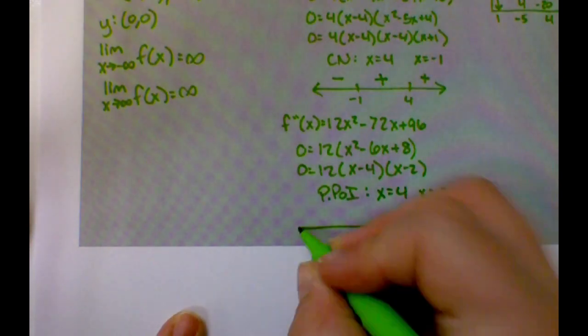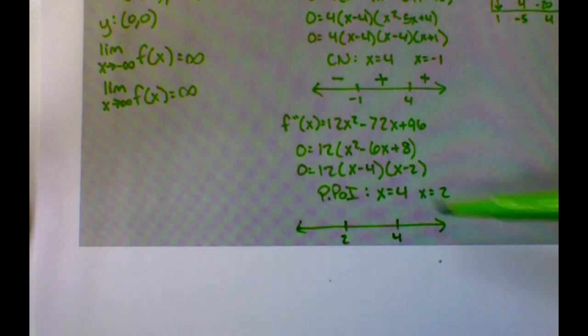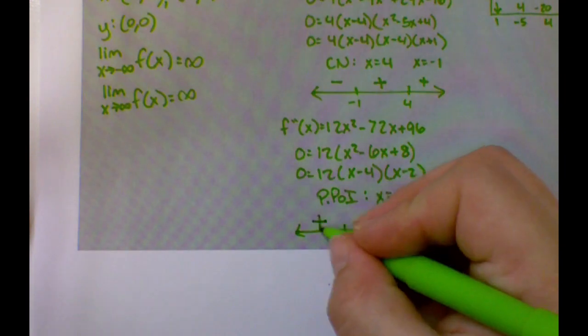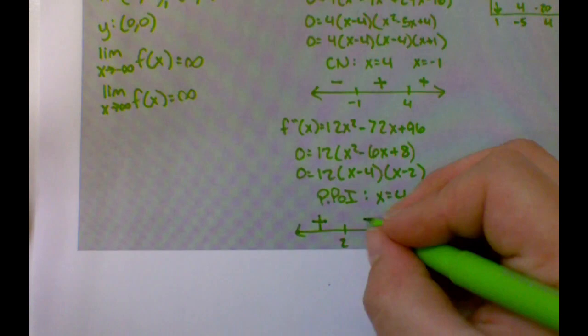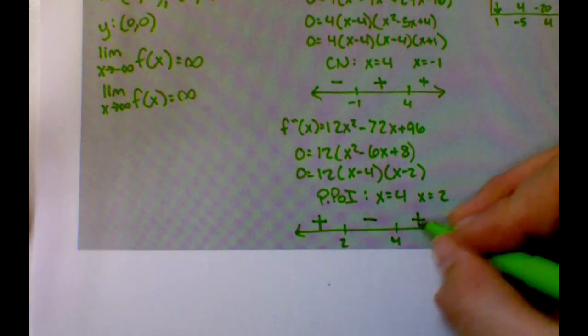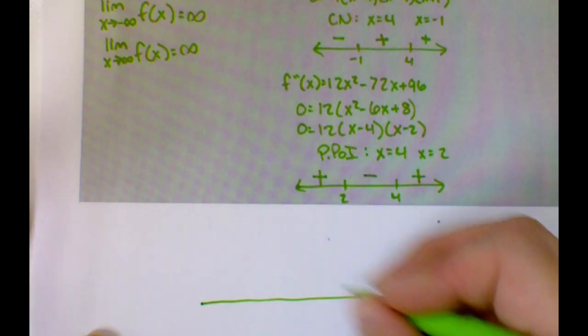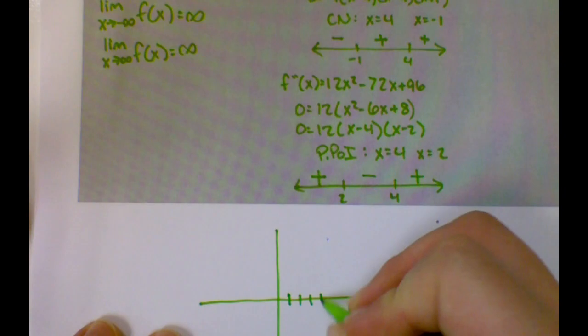Put that on a number line and check. 2 and 4. Try something less than 2, I get a positive times a negative, which is positive. Between 2 and 4, I get positive, negative, positive. And bigger than 4, I get all positive. All right. No asymptotes to worry about. 2 x-intercepts to worry about.